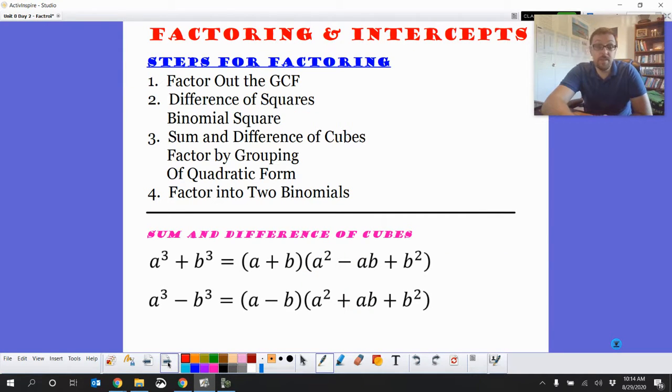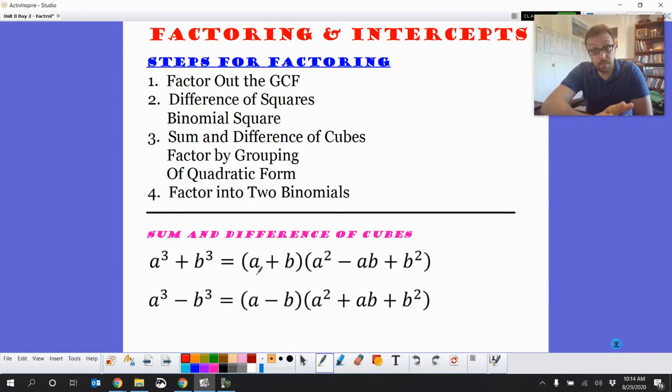When you're factoring, some of the things to look for: you want to take care of your GCFs first. As you saw in that previous example, I got rid of that 2 before I did much of anything else. Look for those difference of squares. Sum or difference of cubes is something that we kind of skipped over, but you do want to make sure you know how to do those. Those are listed right down here.